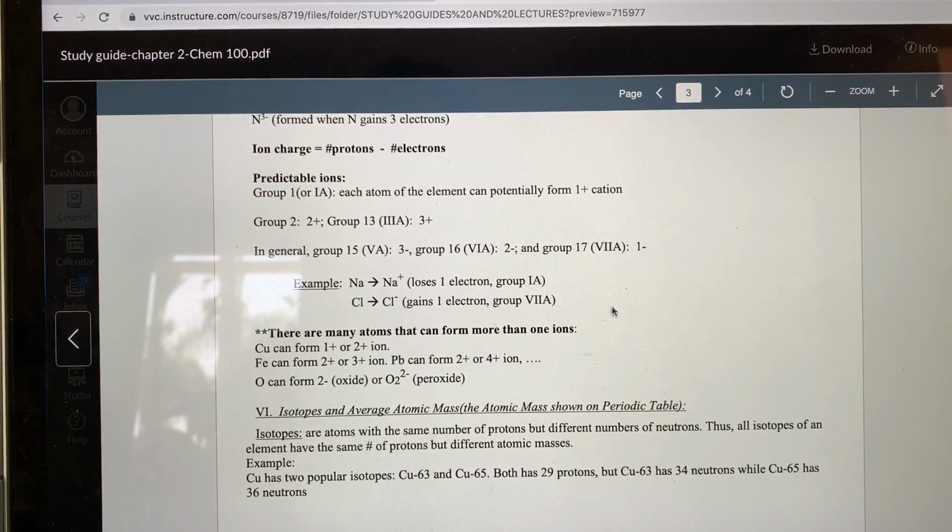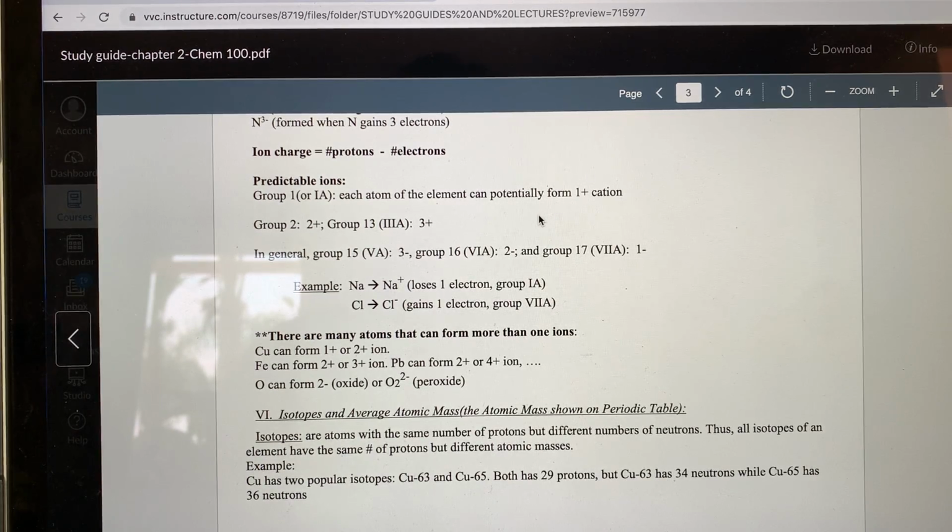Now, if you just look at the group, how would you know which one is the charge of which ions? Here are the patterns. Group 1 or group 1A, if they form an ion, it's always going to be 1 plus. Group 2 is always going to be 2 plus, and group 13 or 3A is going to be 3 plus. On the negative side, you've got group 15, 3 minus, group 16, 2 minus, group 17, 1 minus.